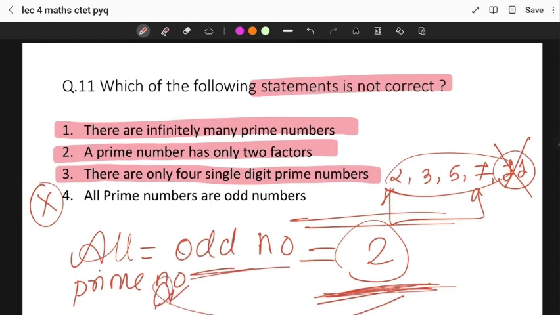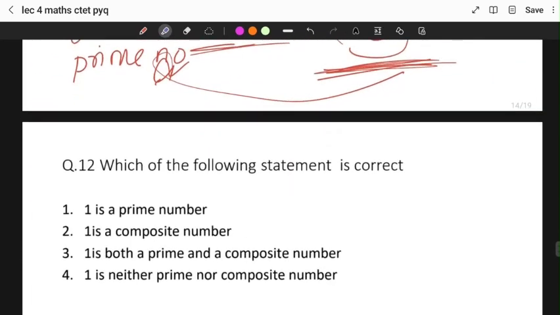Such types of questions have been directly asked in the examination. So they have given certain statements to us, that all prime numbers are odd numbers. It is a wrong option because 2 is an even number which is a prime number, and it is the only even prime number. Make a note of it. Okay, moving on to the next question.